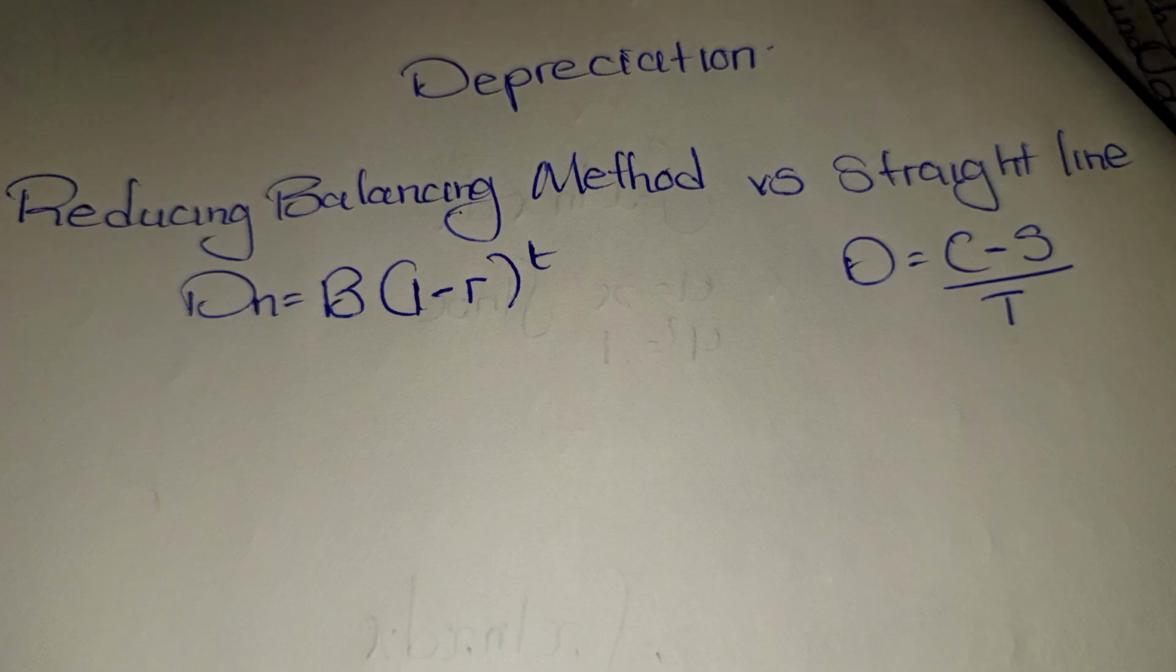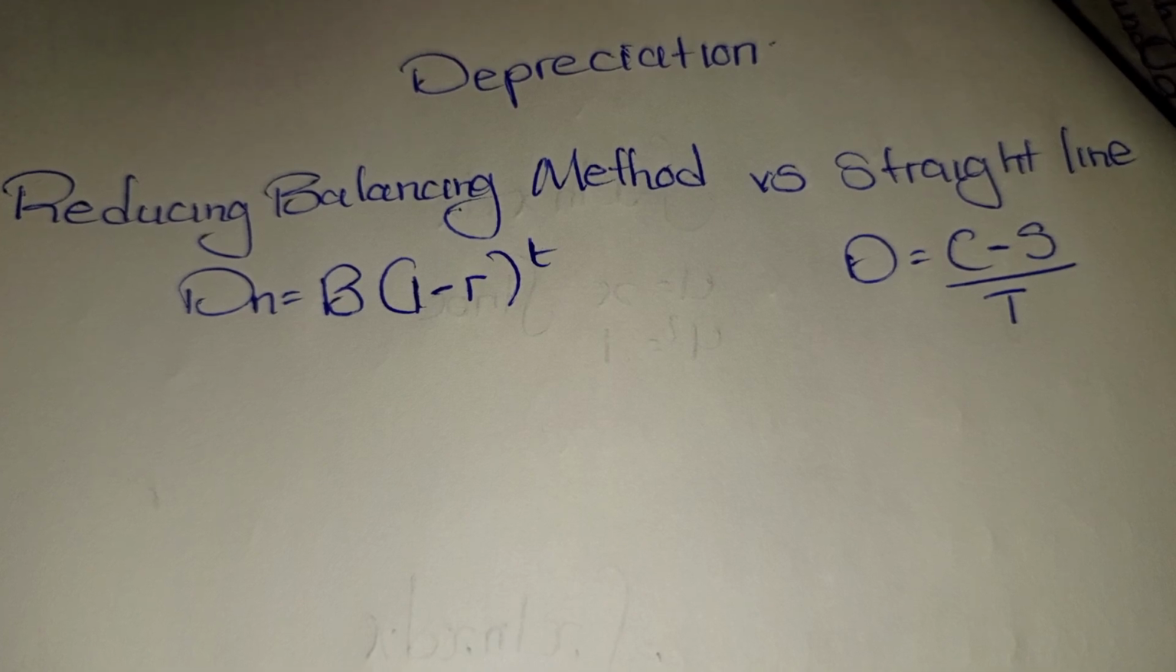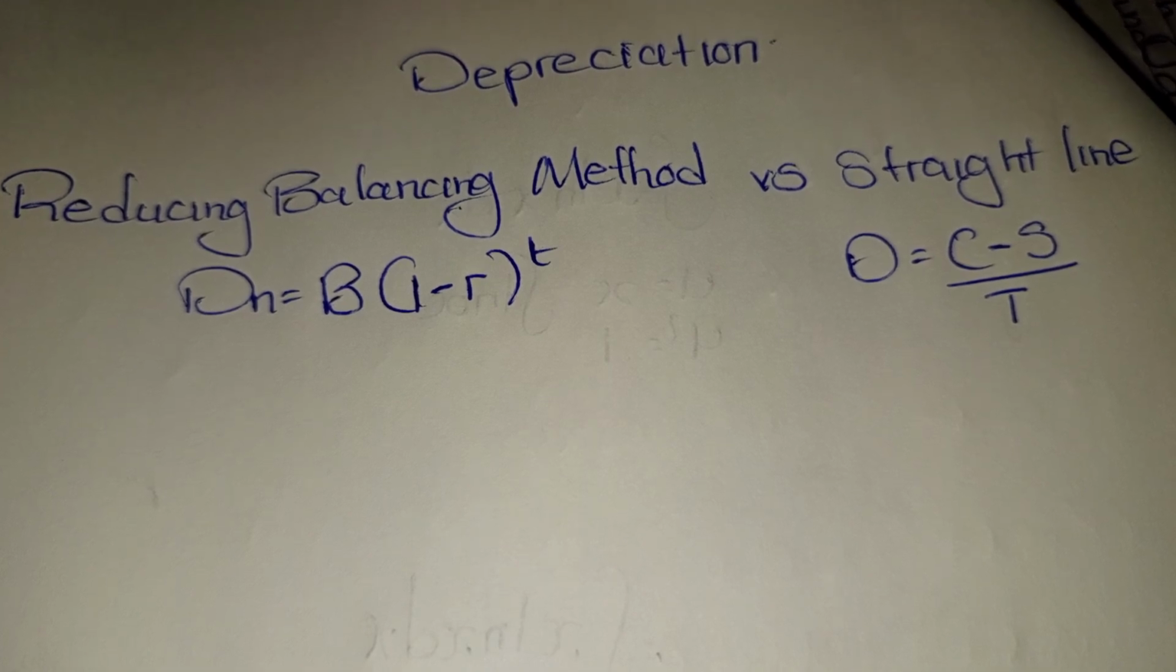So, for today, we are going to look at depreciation. Depreciation is simply the loss of value of a fixed asset due to the passage of time. And there are a number of reasons why an asset can be depreciated. One of them is the wearing and tearing of a fixed asset.